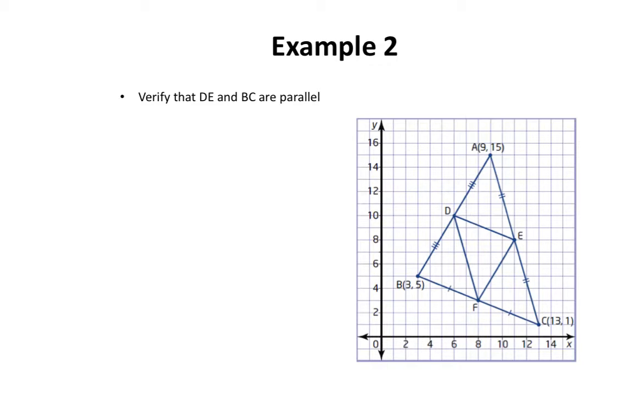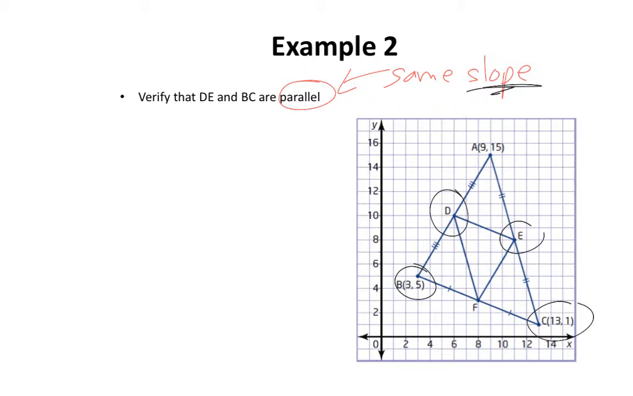In our second example, we want to verify that DE and BC are parallel. Now the key word is parallel, which means they have the same slope. If we are looking for slope, we need 2 points on each line. I have 2 points down here for line BC. I have 2 points on the line of DE. However, I do not know their coordinates, but I do know that D is the midpoint of AB and E is the midpoint of AC.